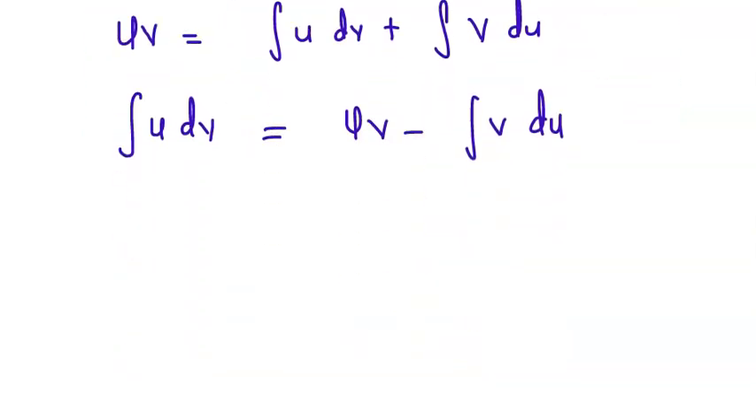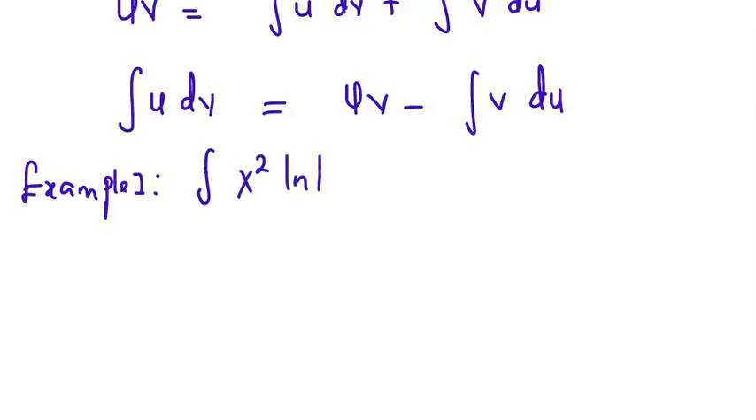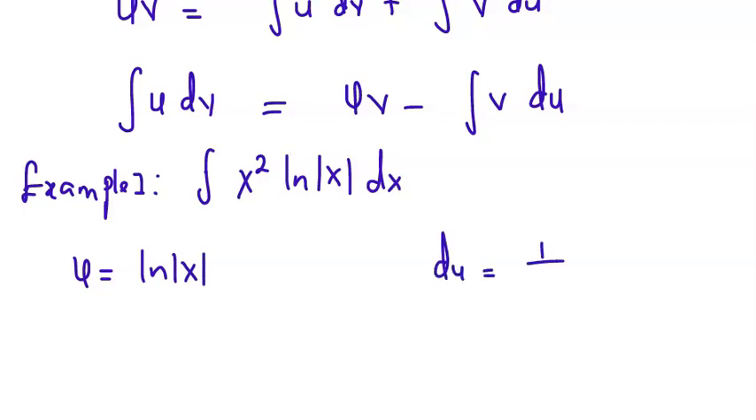Did you get it? Okay, now let's tackle one problem. So let's say we have our example 1. Our first example, we're going to integrate x squared multiplied by the natural log of x dx. Okay, so now let's set our u equals the natural log of x, and we know very well that the derivative of the natural log of x is just 1 over x, and here we have our dx.